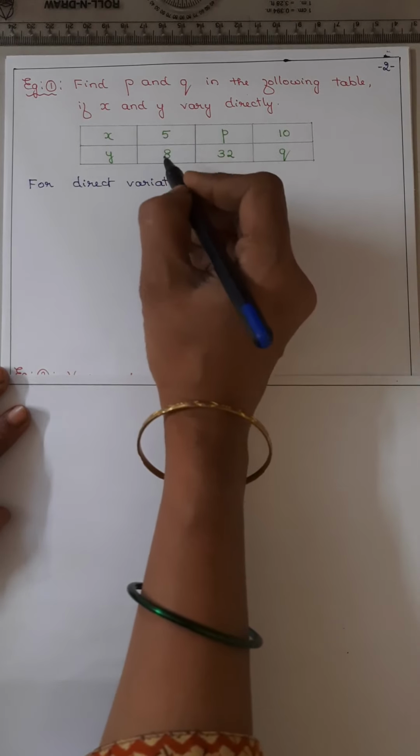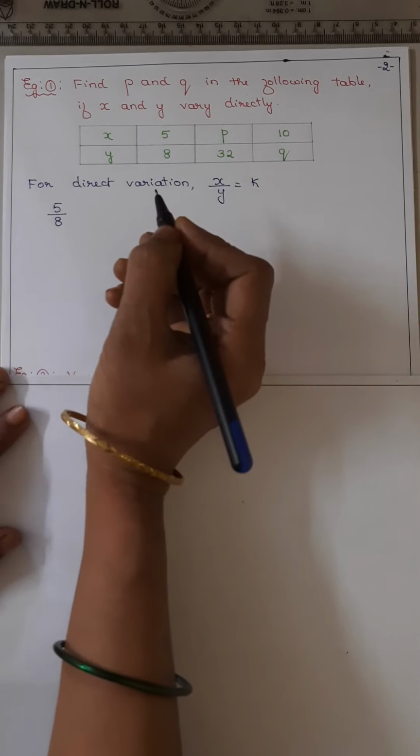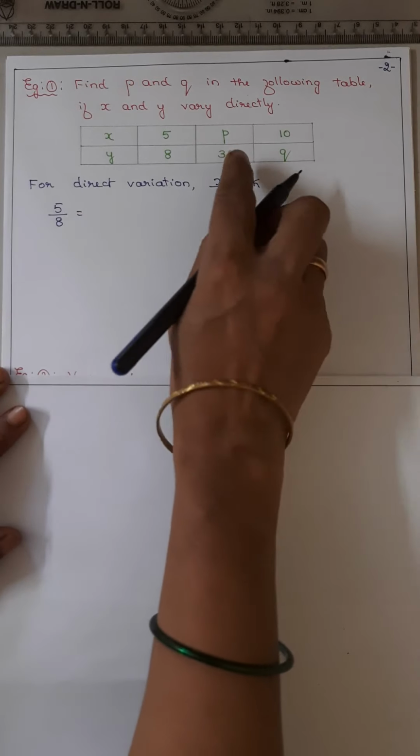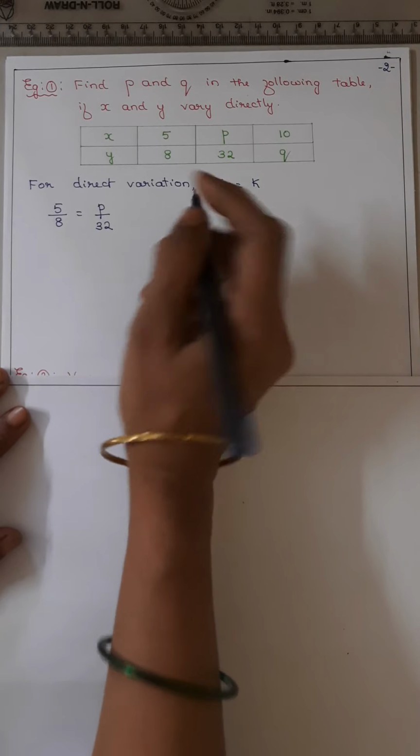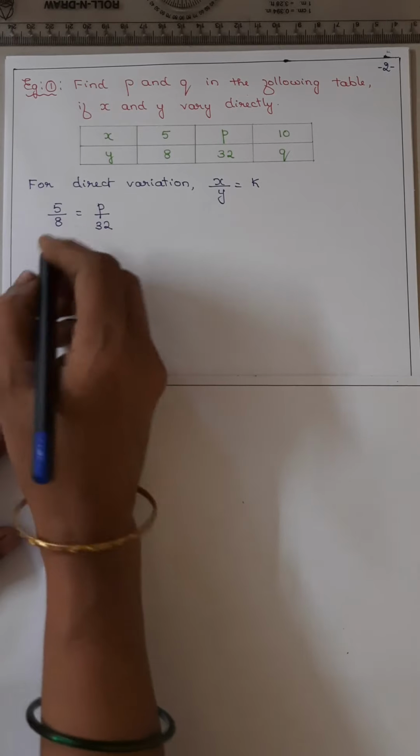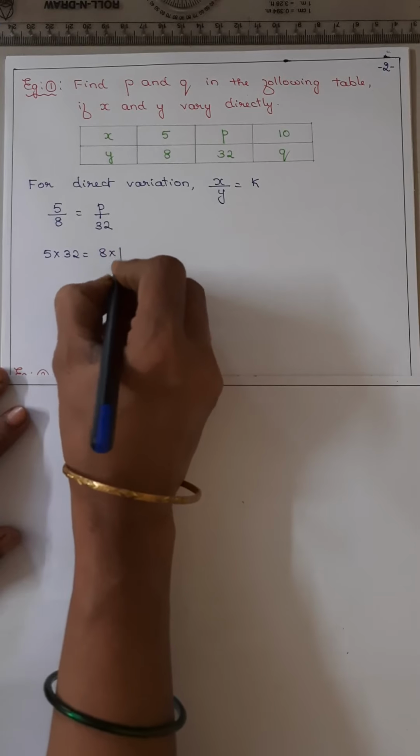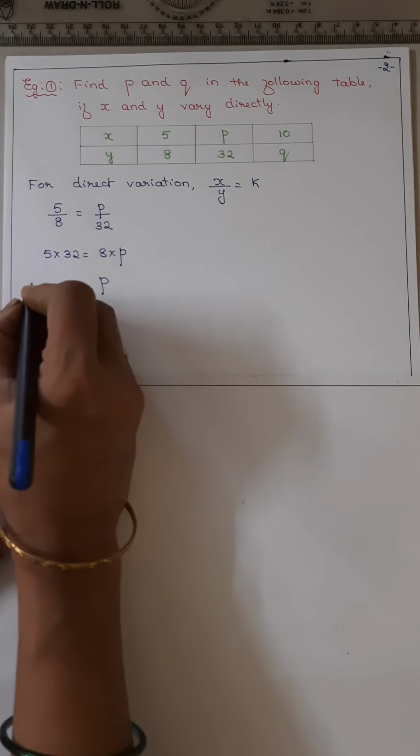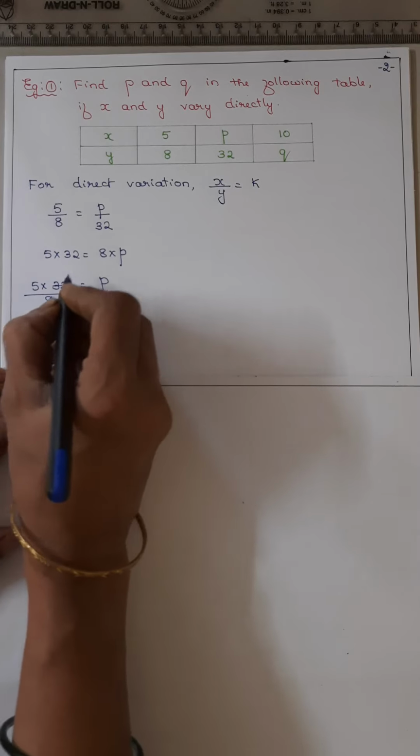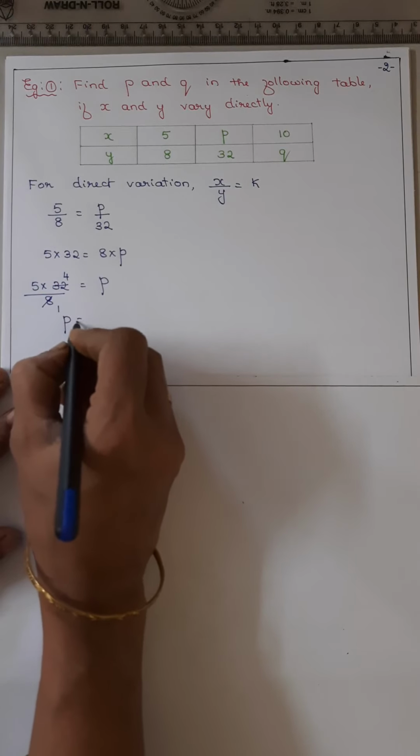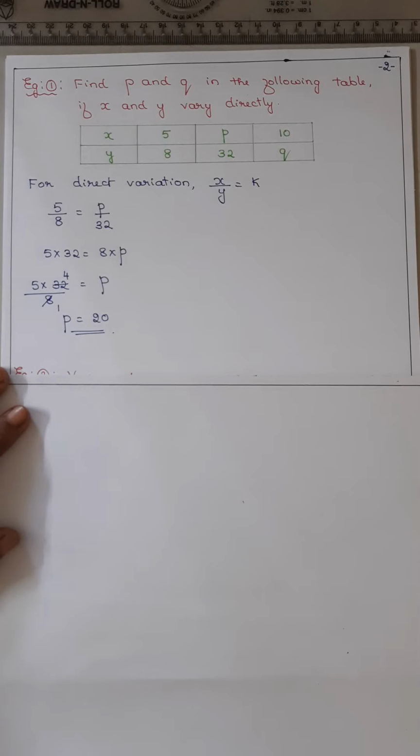Now, x is 5, y is 8. Where both are given, x and y, you write that. And in the next column, it is p by 32. Now, find out the value of p. That is 5 into 32 is equal to 8 into p. So, p is equal to 5 into 32 upon 8. 8 ones are 8, 8 fours are 32. So, p is equal to 5 fours are 20. So, you got the value of p.